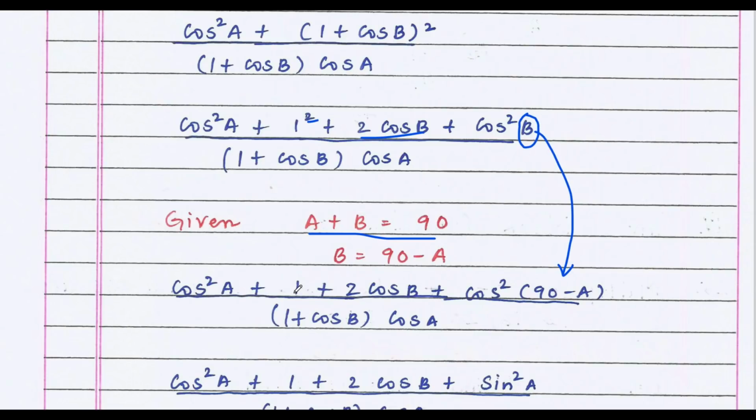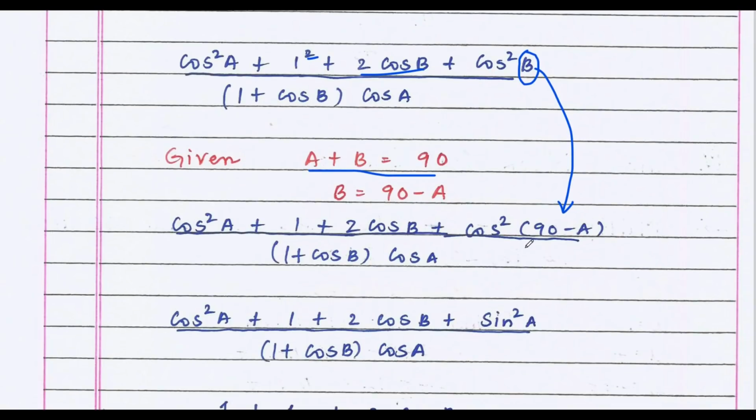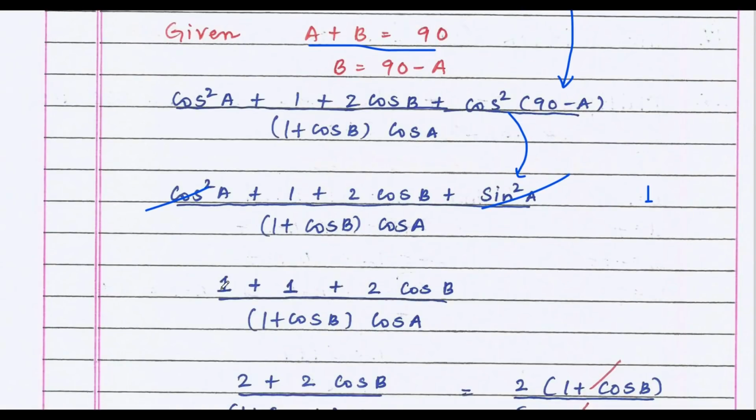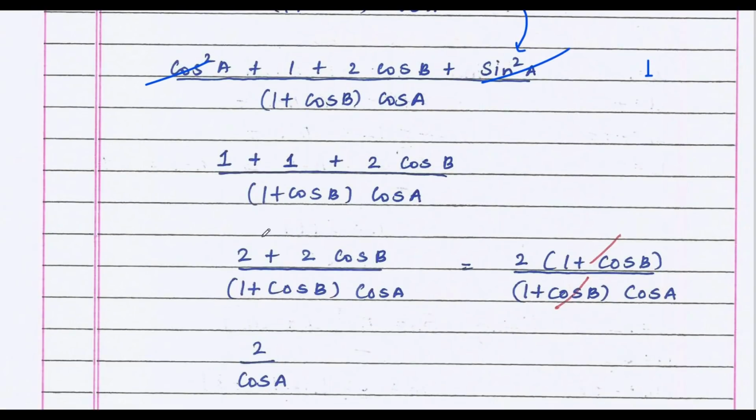Now cos square a plus 1 plus 2 cos b plus cos square 90 minus a. Cos of 90 minus theta is sin theta, therefore cos of 90 minus a becomes sin square a. Now cos square a plus sin square a is what? 1, using identity 1. Now 1 as it is, plus 2 cos b. 1 plus 1 is 2.